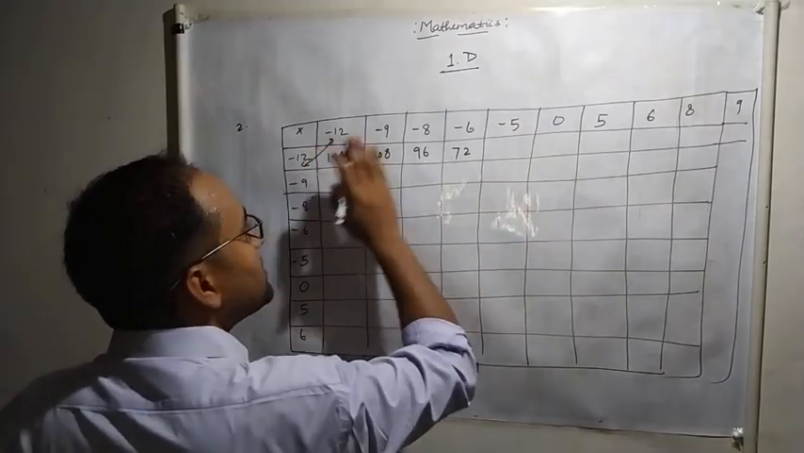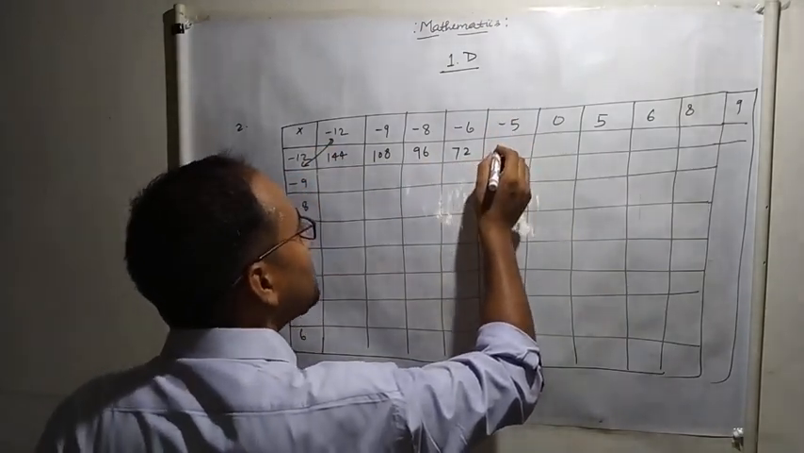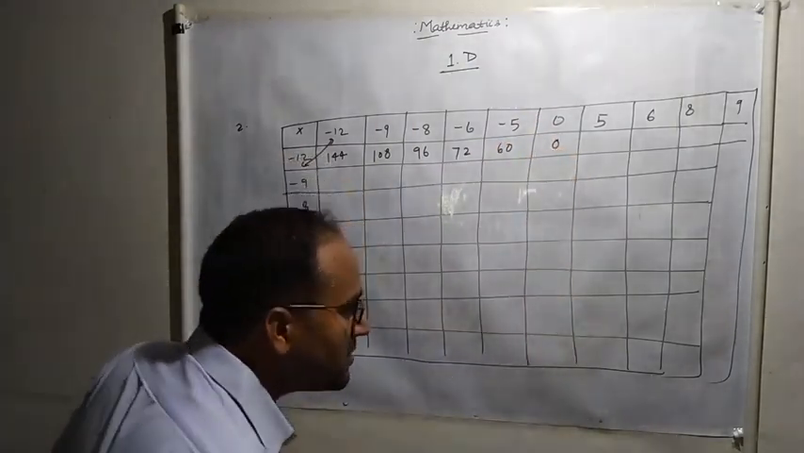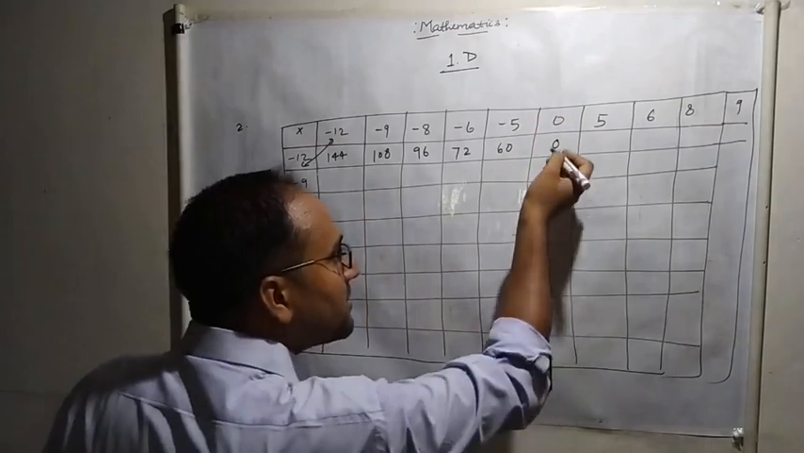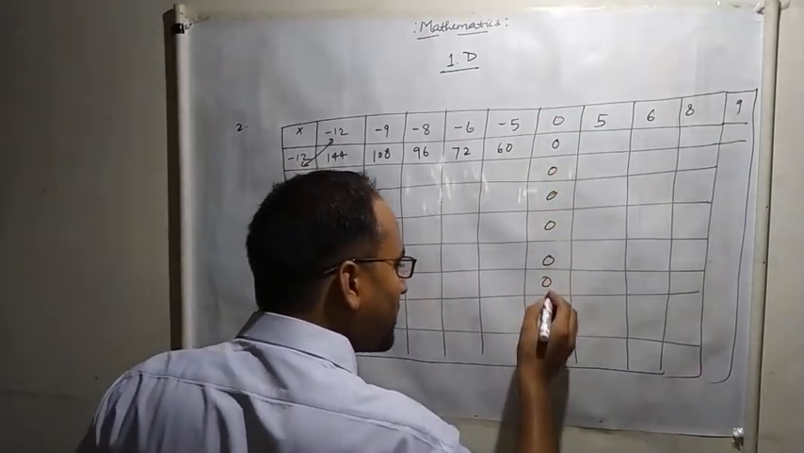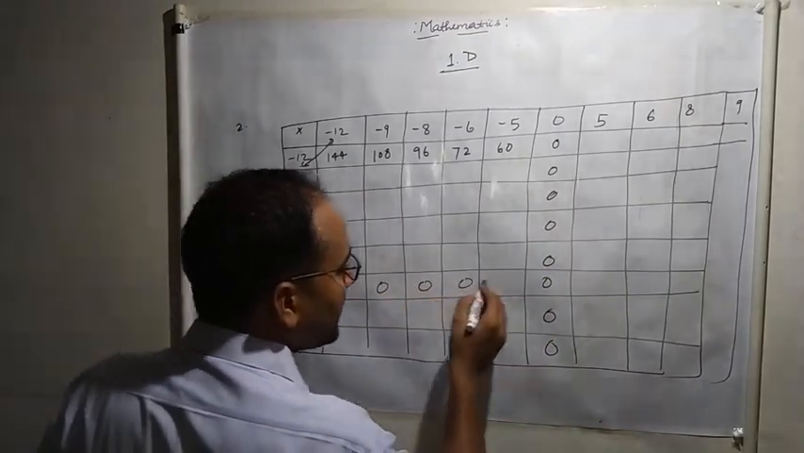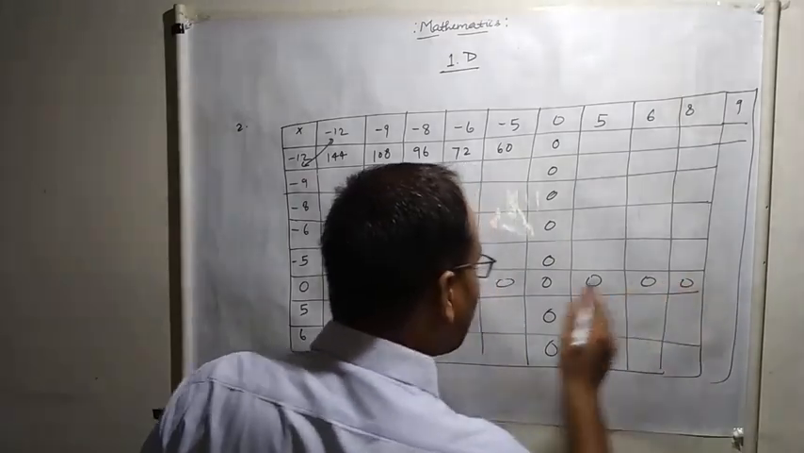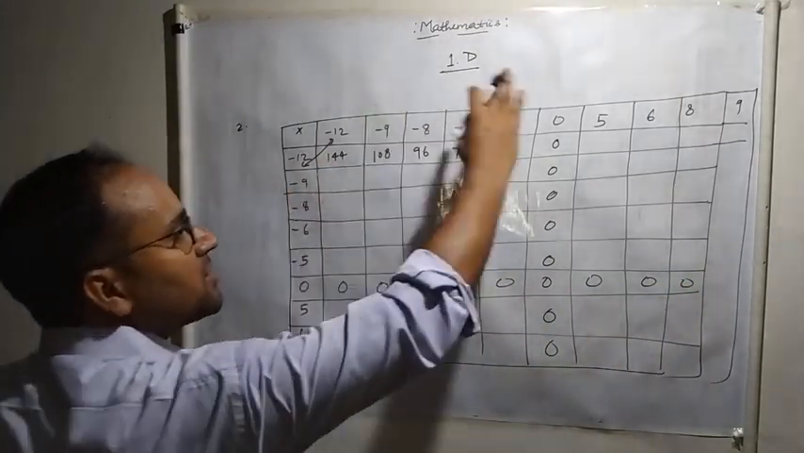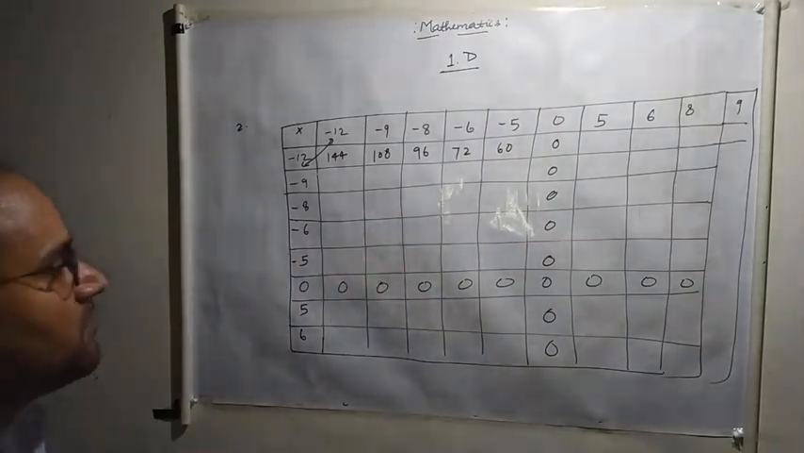Then minus 12 is going to multiply minus 5. You will get a positive value, 60, and minus 12 multiplied by 0, you will get 0. In this line, 0. So in all the cases, if you are multiplying with 0, you are getting 0. If any number is multiplied by 0, you get the same value, 0.